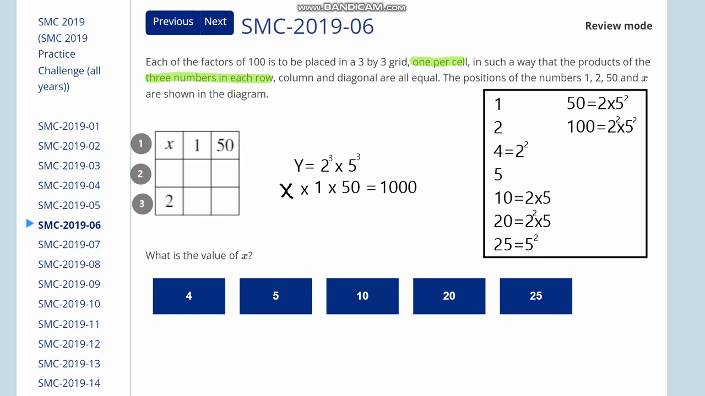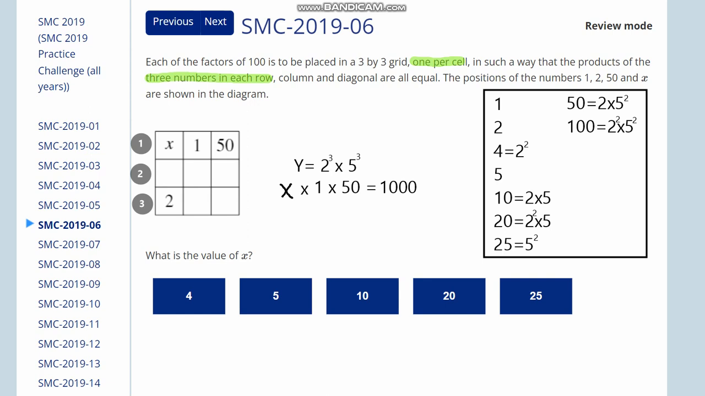Now, doing a simple calculation, 2 to the power of 3 multiplied by 5 to the power of 3 is equal to 1,000. Therefore, x multiplied by 1 multiplied by 50 is equal to 1,000, and the only value that satisfies x in this scenario is 20.